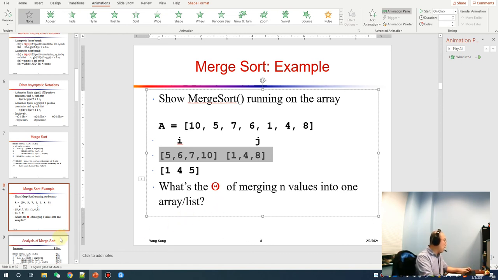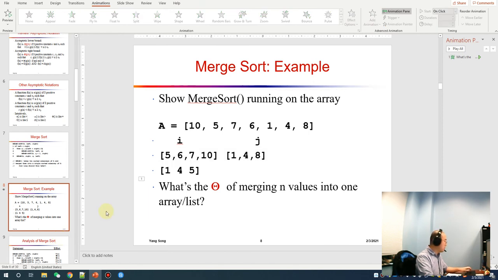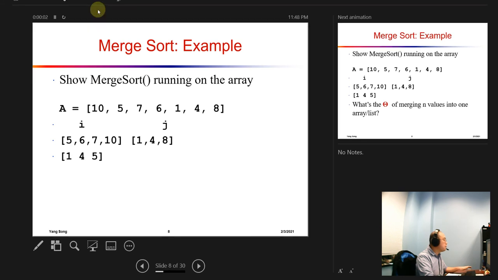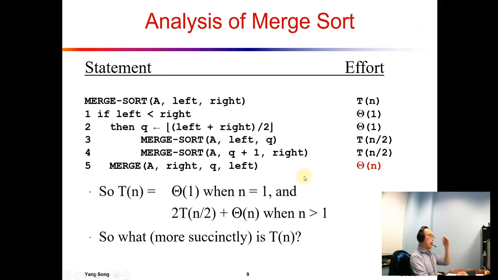Okay, so after that, let's see the merge sort again. And we want to put together all the effort to sort an n value list. Okay, so for this part, the first line, we are doing a comparison. This comparison can be done in constant time, of course. And this one, the second line, is also in constant time.